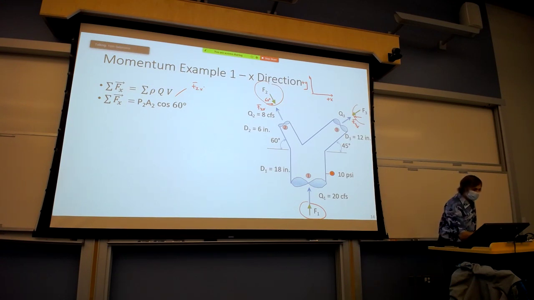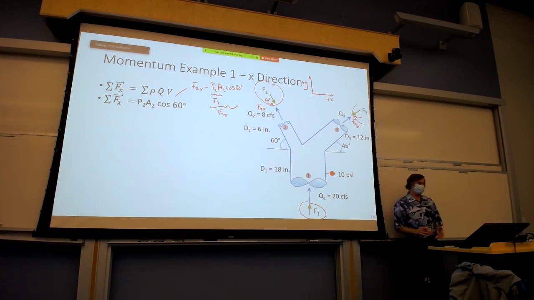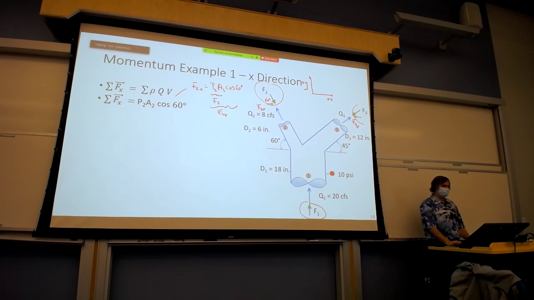And for F2x, that's F2, P2A2, and then the cosine of 60 is what makes it F2x, because I'm just looking in the x direction. That's one of the terms, not all of them.